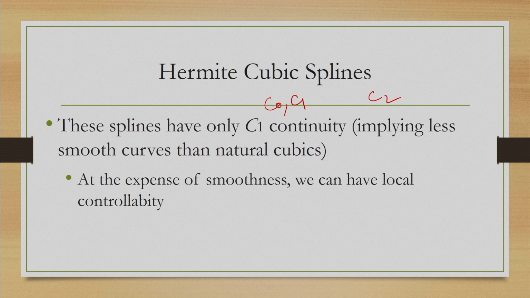This implies that the curve that results from the Hermite cubic polynomials is less smooth compared to the natural cubic polynomial based spline. So, at the expense of smoothness, we are getting the local controllability property. We are getting local controllability, but we are losing, to some extent, the degree of smoothness in the curve.